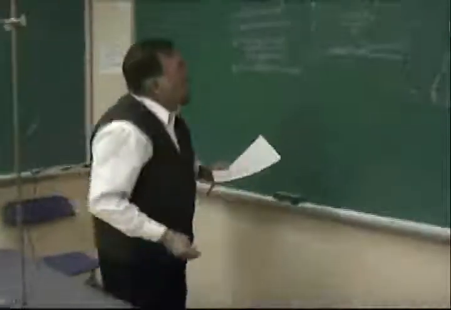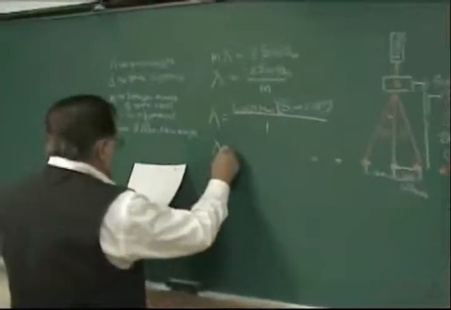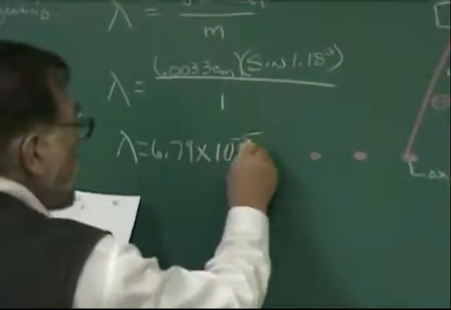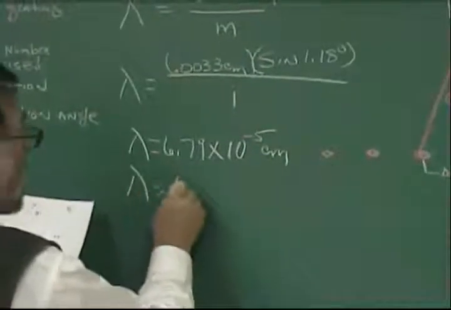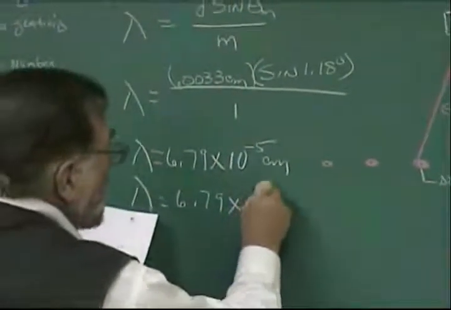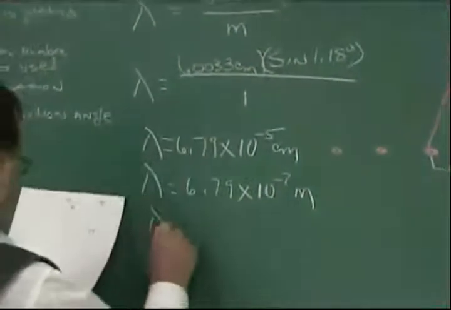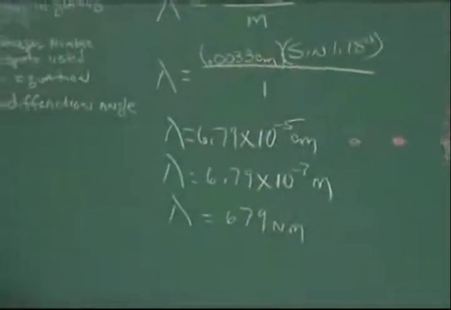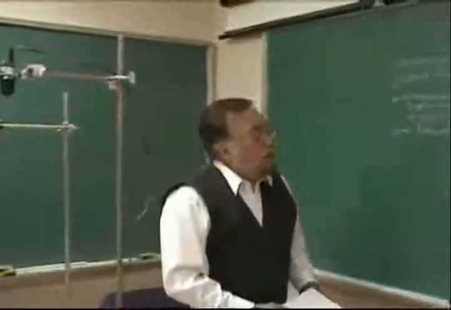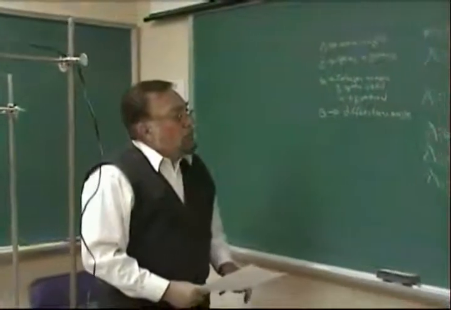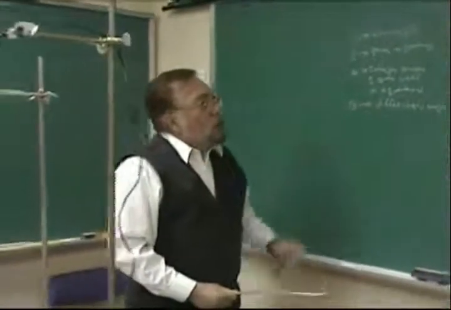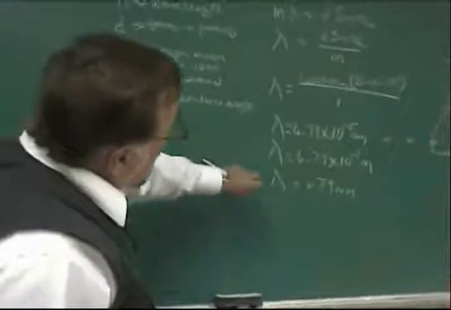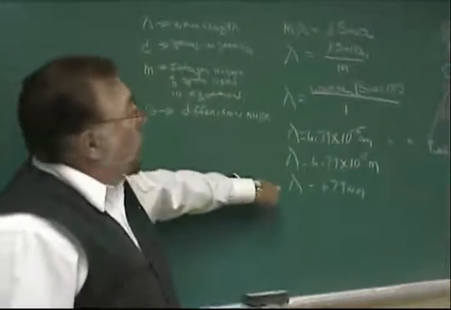Okay, we come out with a wavelength as being 6.79 times 10 to the negative 5th centimeters, which is 6.79 times 10 to the negative 7th meters, which is 679 nanometers. And yeah, this is very close to a diode laser's wavelength, and the number seems to be right on target. So here we're using macroscopic type of measurements to come out with a very small value for wavelength.